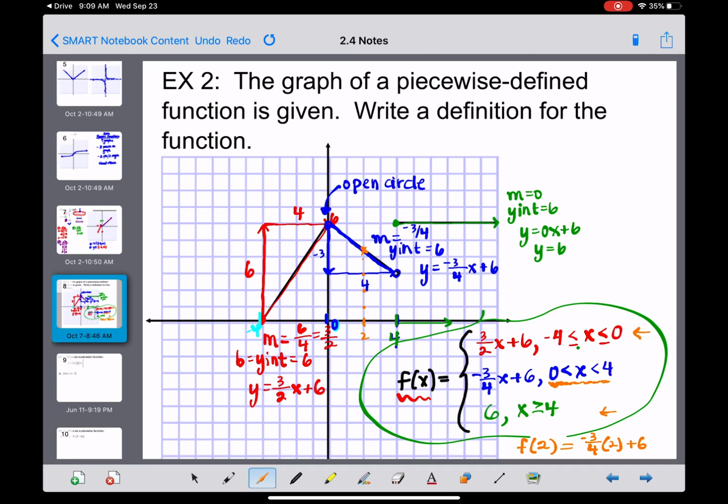Again, this is review from Algebra 2, but it's been a while. You would have done that about this time last year.